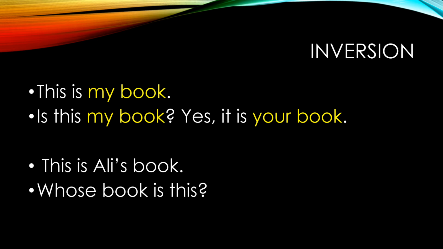In the second example, this is Ali's book. We have used a WH word. Whose book is this? This is Ali's book. In both of these examples, you can see that we have inverted or swapped the order of the subject and the verb. This is becomes is this. In the second example, this is becomes is this again. Whose book is this? This is how we usually form questions.